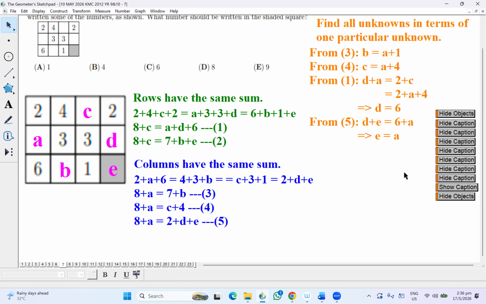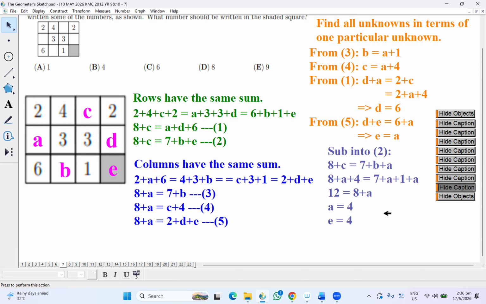So once E goes to A, easy already. 8 plus C, 7 plus B plus A. Sub into equation 2.